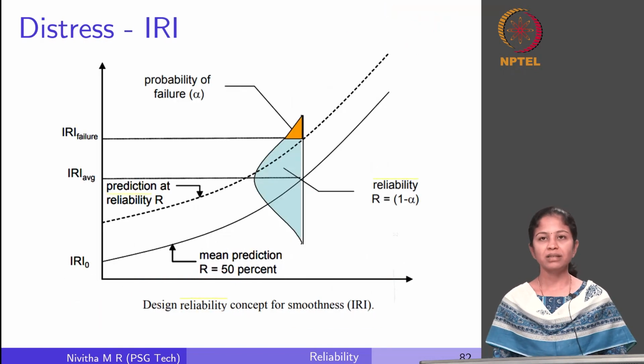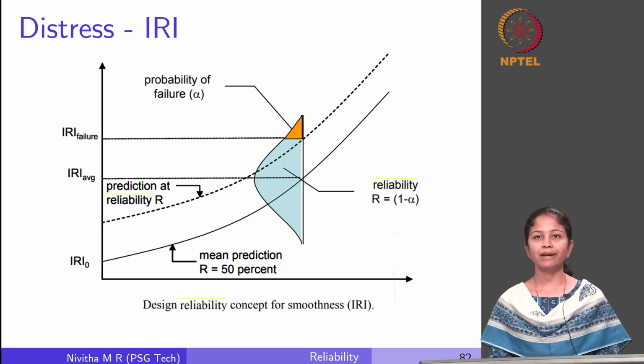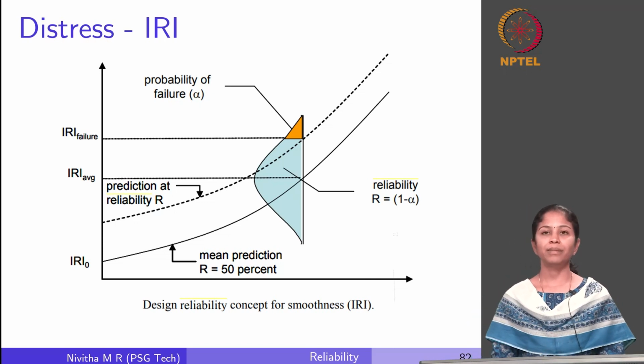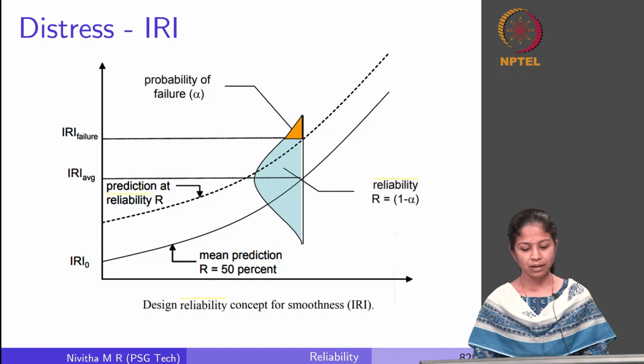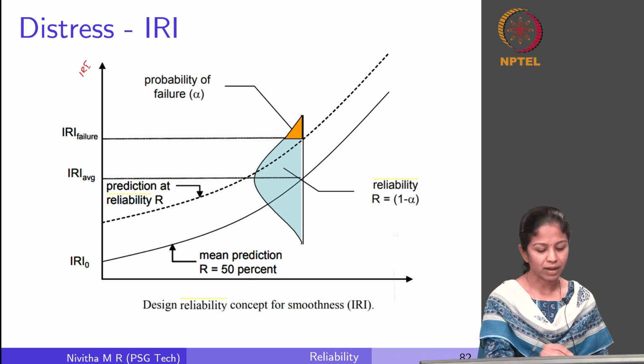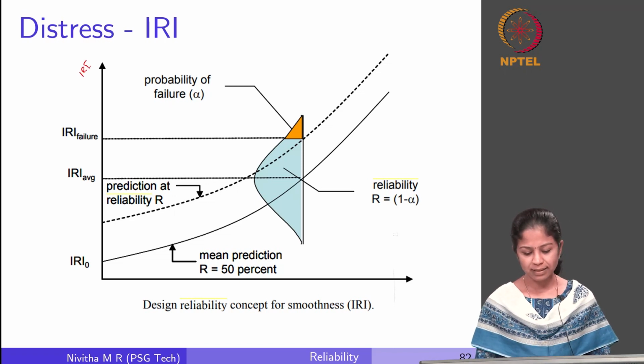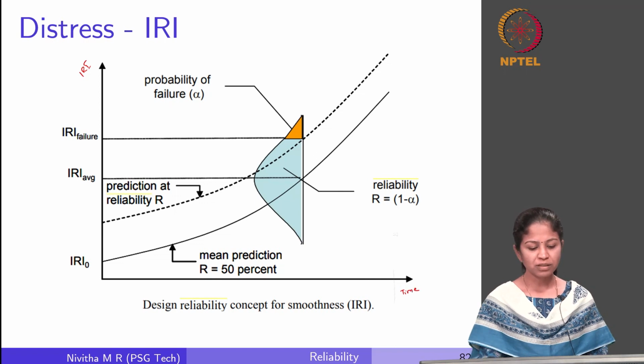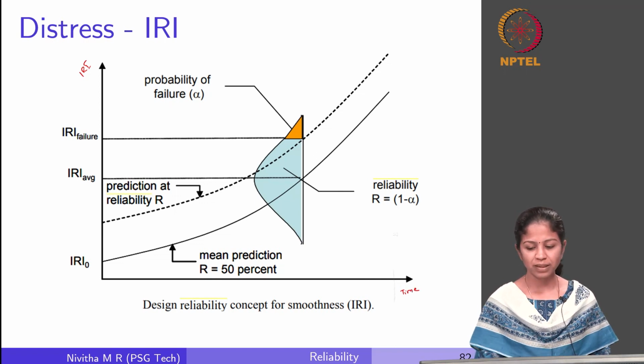Now, let us look at this particular plot. This is indicated for IRI. Again, we can arrive at a similar plot for any given distress, right. So, let me explain the axes associated with this. The y axis is my IRI value, right, x axis is the time period. So, this is how IRI value progresses with time, right.